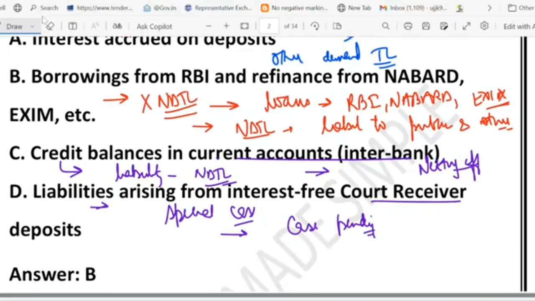But wait, this is the tricky part. Although it is excluded, the question asks for what is not included, and option B is a better match because it is clearly and completely excluded. So the final answer is option number B.